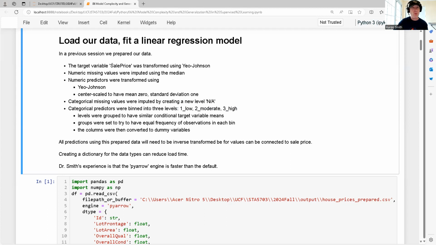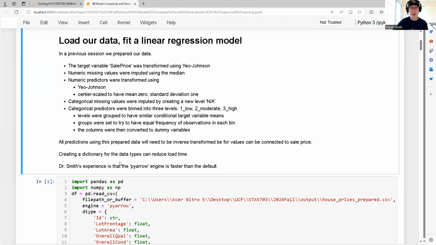Now, something about this Yeo-Johnson on the sales price: after I make my predictions, I'll actually need to perform an inverse transform, which I fitted previously in another video, to be able to convert back to the actual sales price. So here in the models I'm building, I'm going to be predicting the Yeo-Johnson version of sales price, not the actual sales price.